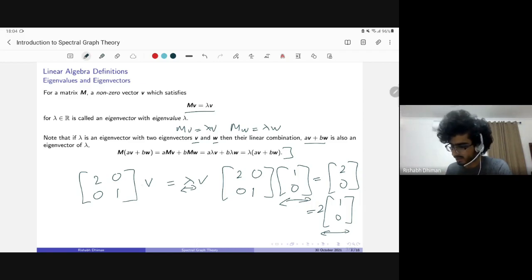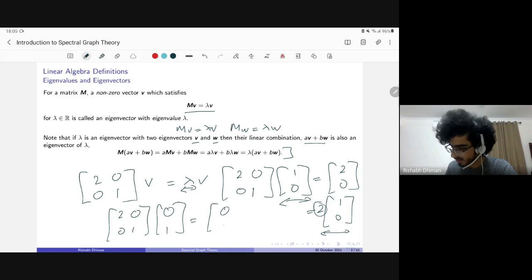For example, here you have 1 0. If 1 0 is your vector, then this eigenvalue is 2. But if you consider 0 1, your eigenvalue will be 1 rather than 2. So a matrix can have multiple eigenvalues, and they need not all be equal.